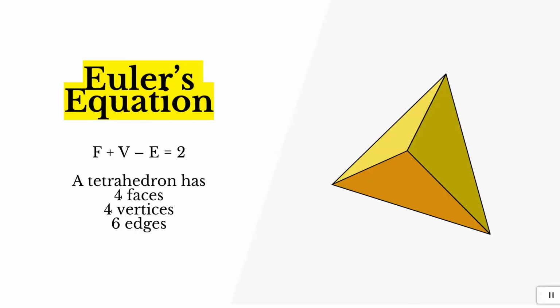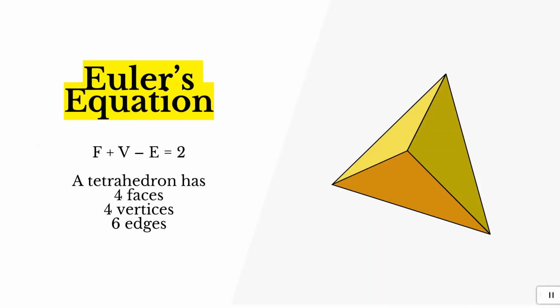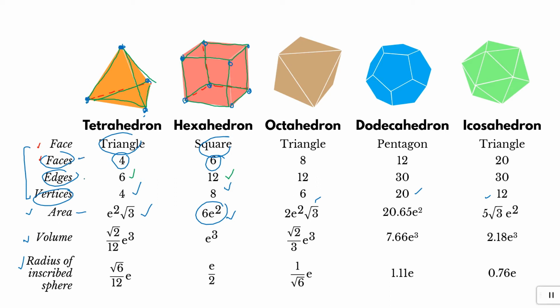Before we move forward to that class, regarding the faces, edges and vertices, there is one formula that relates these three components. It is called Euler's equation. Euler's equation says that faces plus vertices minus edges will always be equal to 2, regardless of the figure, regardless of the polyhedron. Say for example, a tetrahedron has 4 faces. It has 4 vertices and it has 6 edges. So 4 plus 4 is 8, minus 6. That's always going to be equal to 2, according to Euler's equation. So that is the relationship of faces, edges, and vertices, alright?